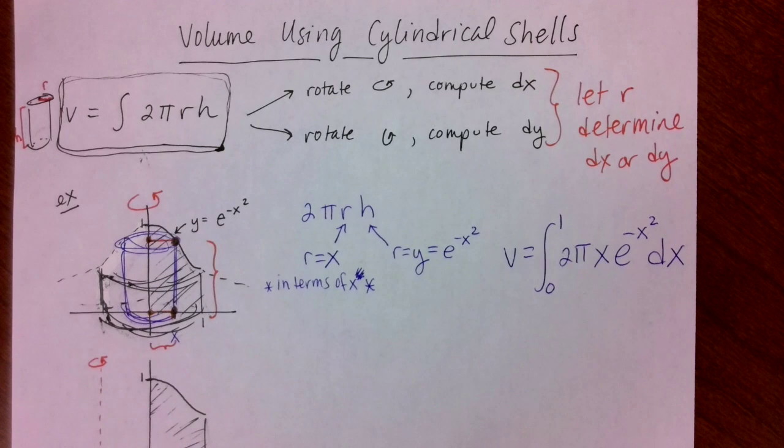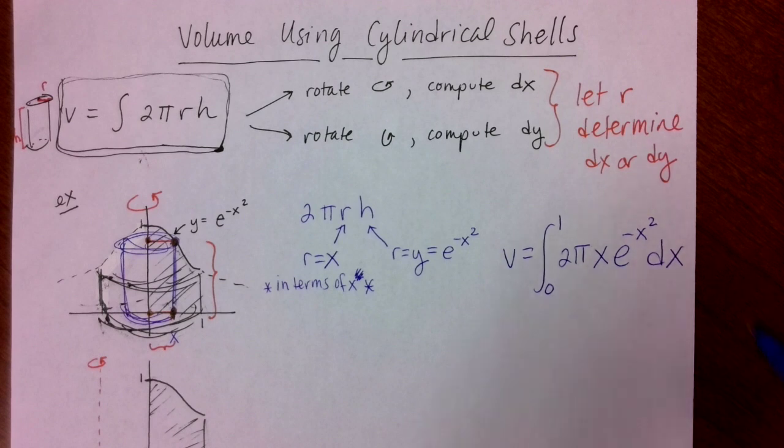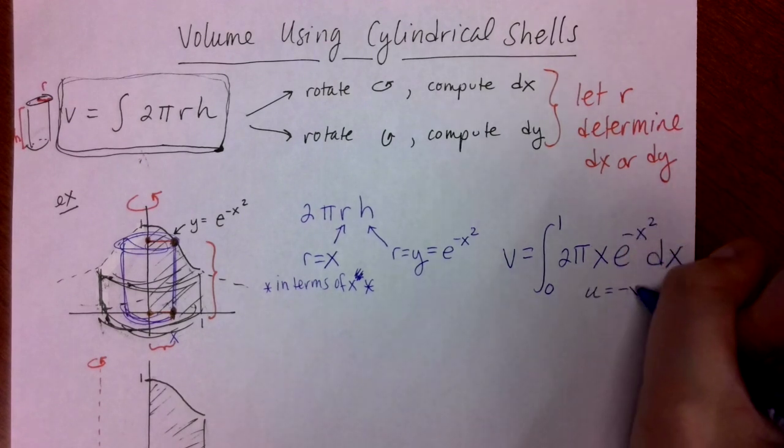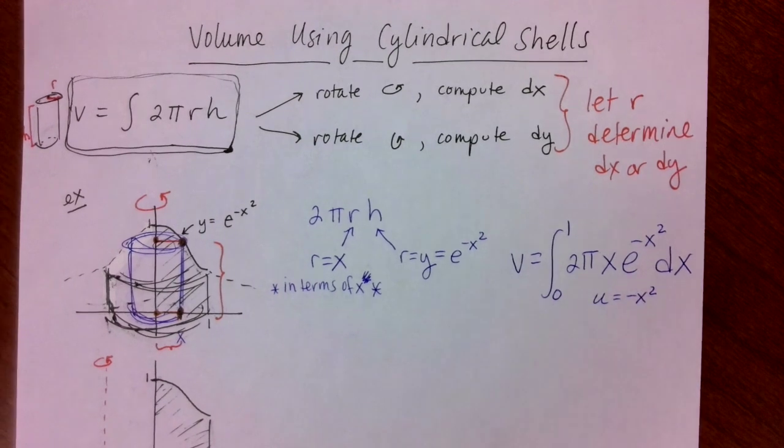For the sake of this video and keeping things moving, I'm not going to compute these actual values. I will say, though, if you wanted to start computing this guy's antiderivative, it would be a u substitution where you plug in for that negative x squared to get the ball rolling.